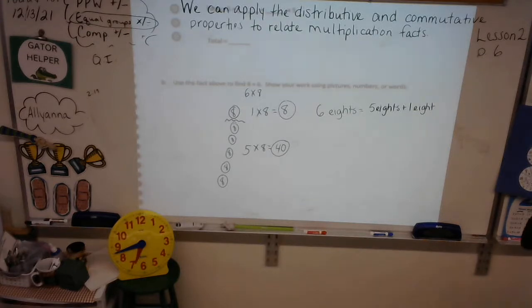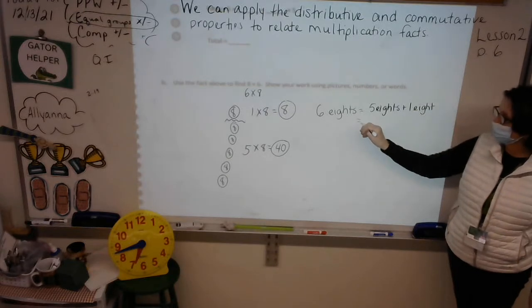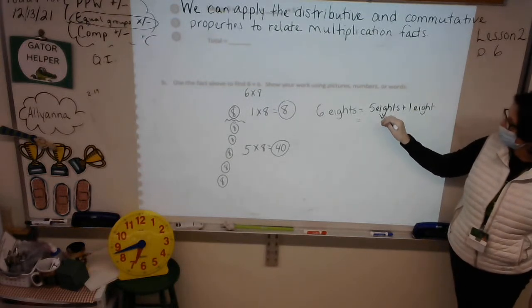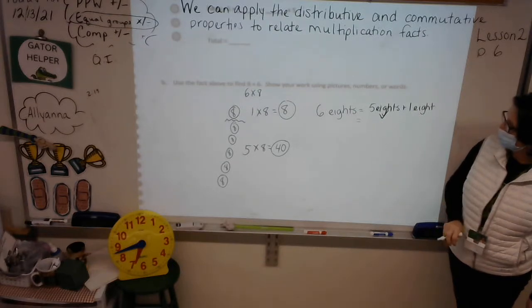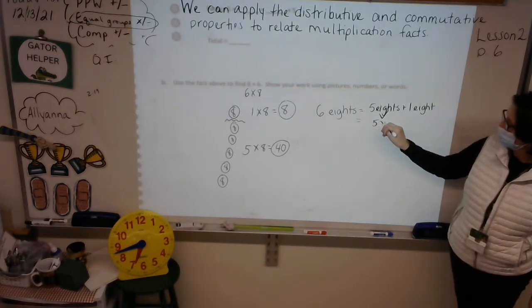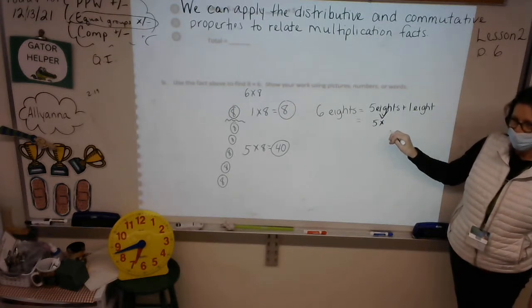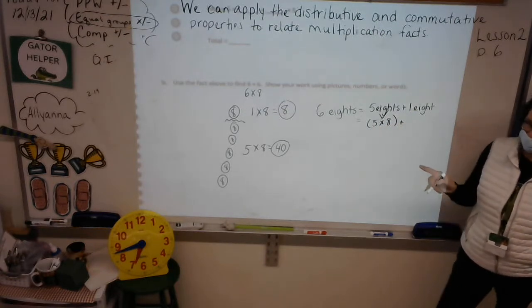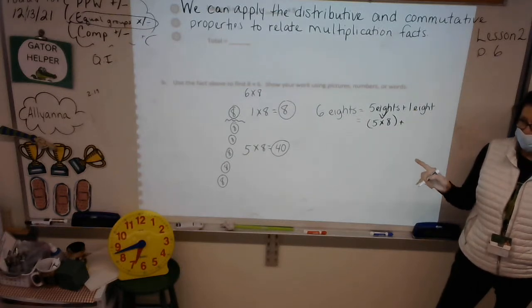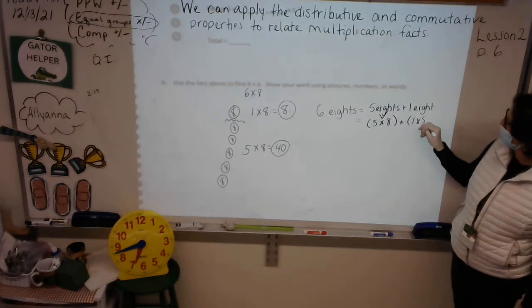Okay, because the unit form is so cumbersome, let's change those into facts. So what am I going to replace 5 eighths with? Isaac? We'll replace 5 eighths with 5 times 8. Yeah, 5 times 8, very good. And then what will we replace 1 eighth with? I want a fact. I don't want unit form anymore. Madison. 1 times 8. Nice job, you guys.